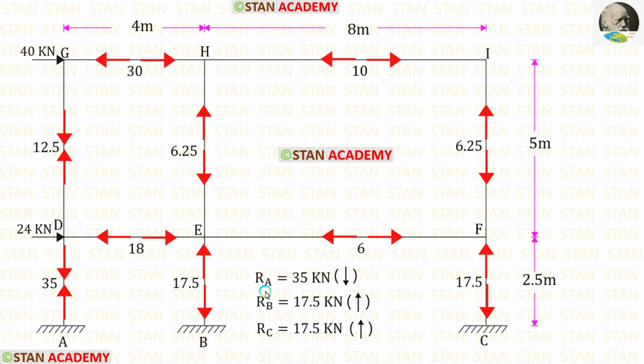Now let us find the vertical reactions in the fixed ends. Here we have the force upwards, so the reaction in the point A should be acting downwards. Here the force is acting downwards, so RB should be acting upwards. Here also the force is acting downwards, so RC should be acting upwards.